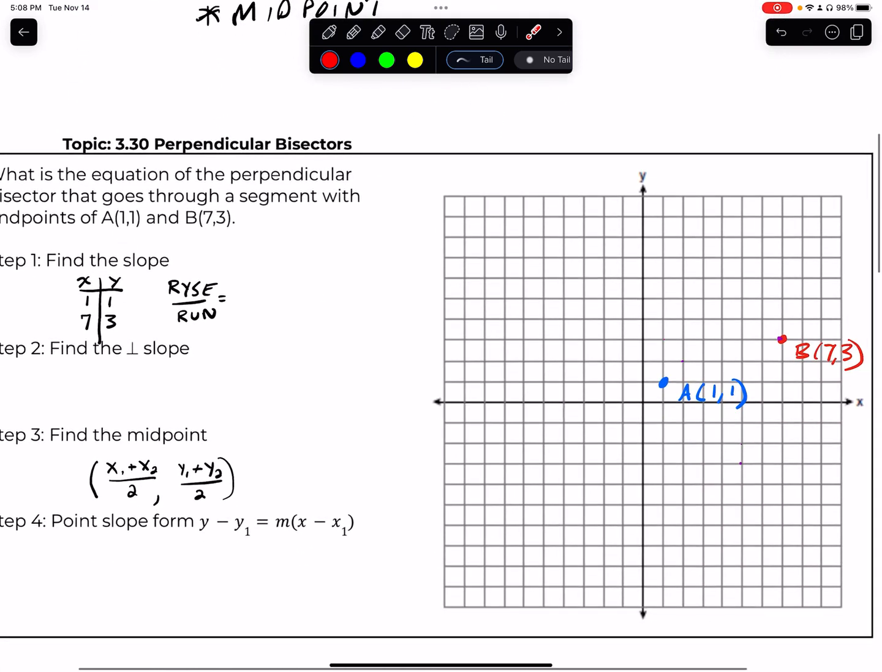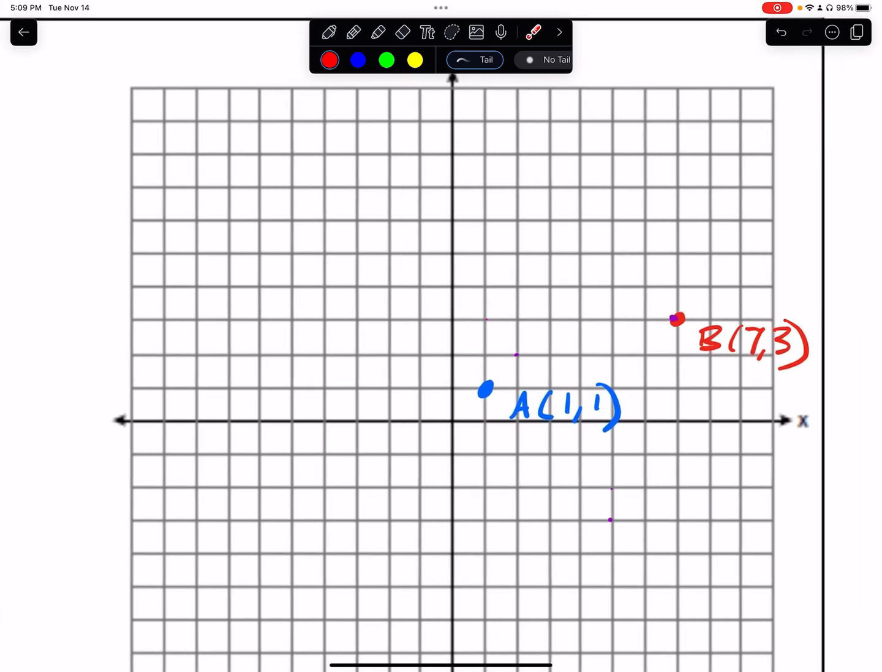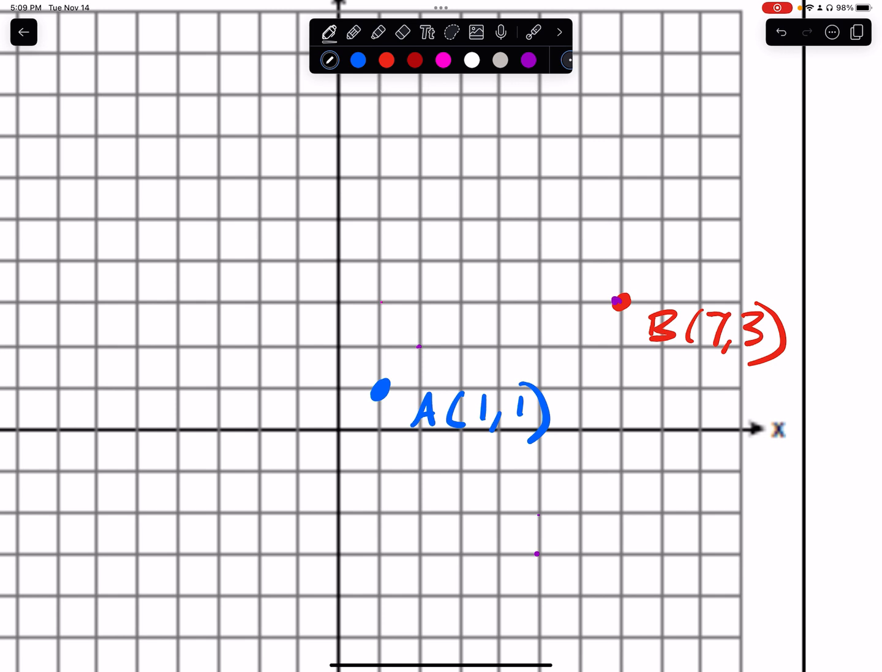All right, I already laid out some things that you can do right away, right? But it says, what is the equation of the perpendicular bisector that goes through this segment with endpoints A(1,1) and B(7,3)? Okay, so right now we're looking for the perpendicular portion first, and then we're going to do the bisector portion next. The first thing I'm going to look at is our graph points. If I connect these right here, we need to find the slope of that line.